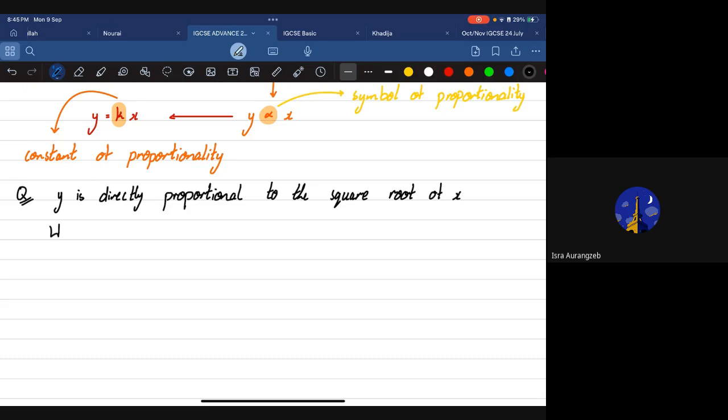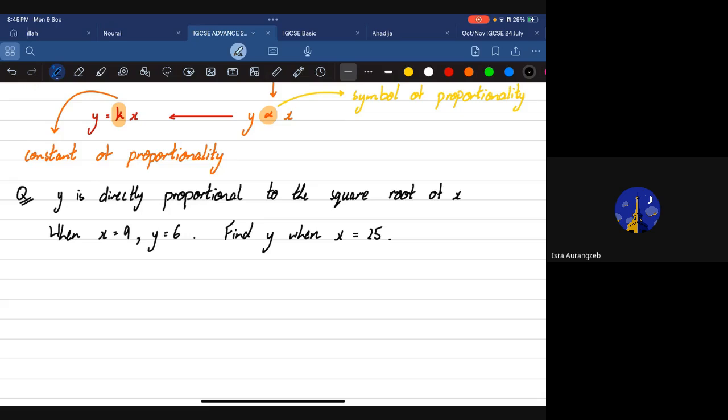When x is equal to 9, y is equal to 6. Find y when x is equal to 25. Clear?